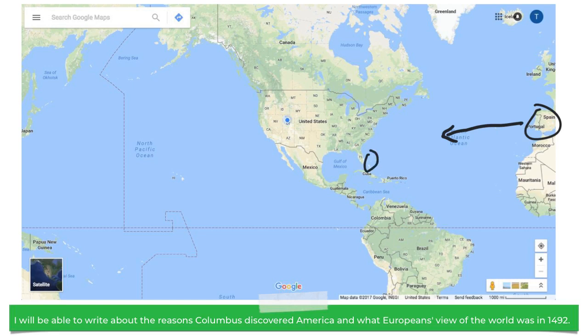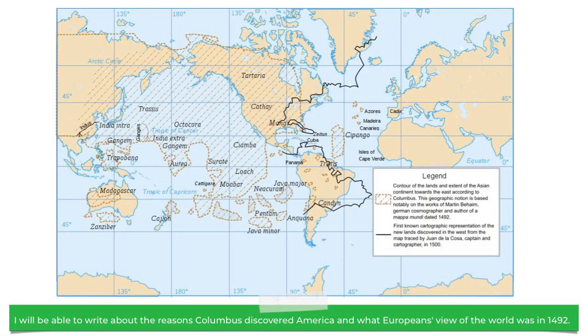So on the next map, I'm going to show you where he thought he was going to land and basically what he thought the Earth was like at the time. Because not only did they not know that these continents are here, but they also think that the Earth is much smaller than it actually was. So on this map, you can kind of tell, okay, right here, Cipango, that is where he basically thought Japan was.